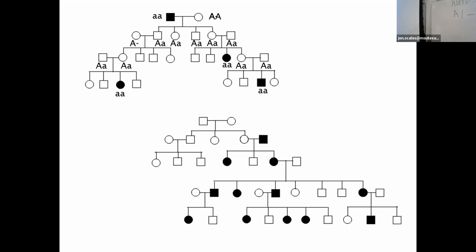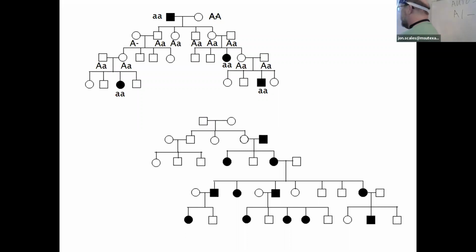Dominant. It does sort of seem like it might be dominant. Every time you have an affected parent, you have an affected kid. Now let's look at what sex the affected children are with respect to the affected parent. When you have affected females, what sex affected children are present?